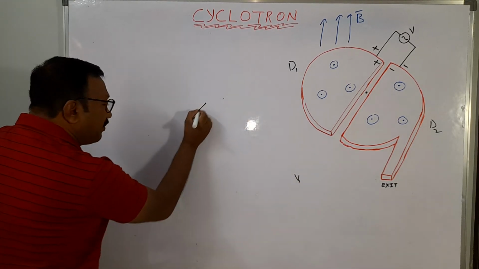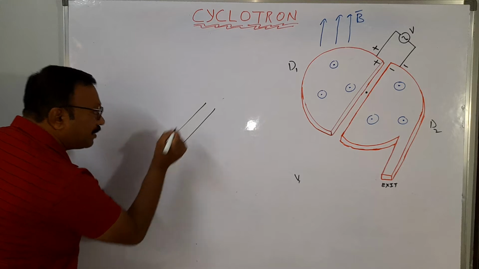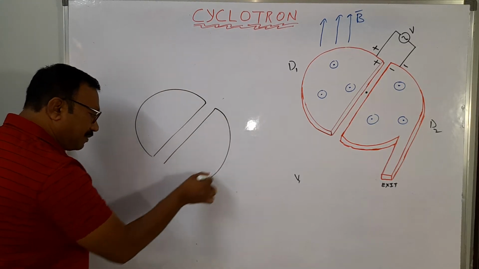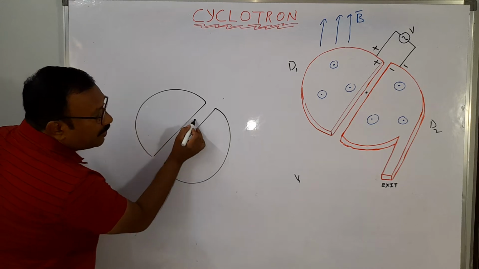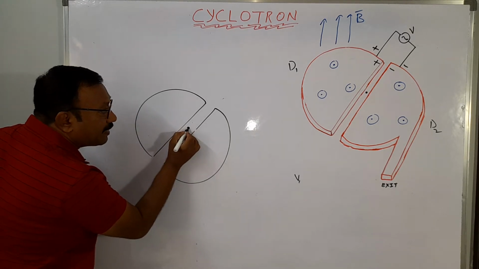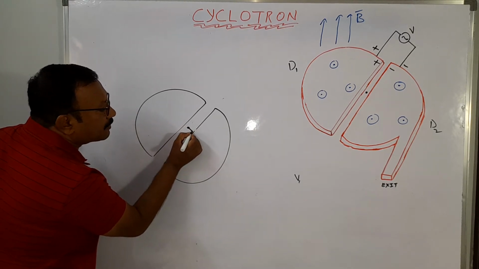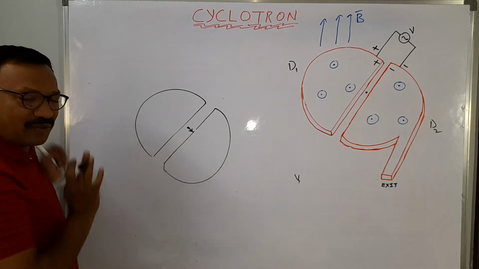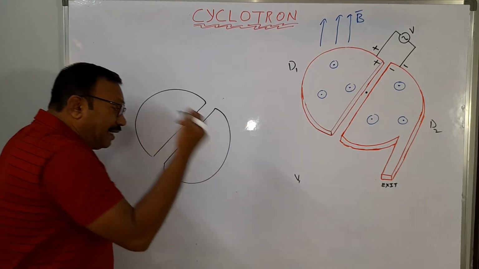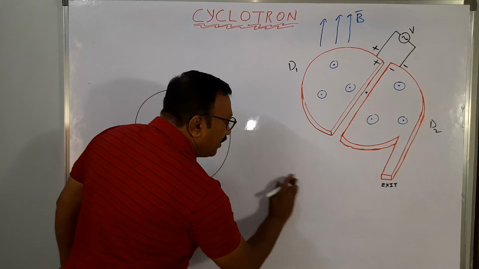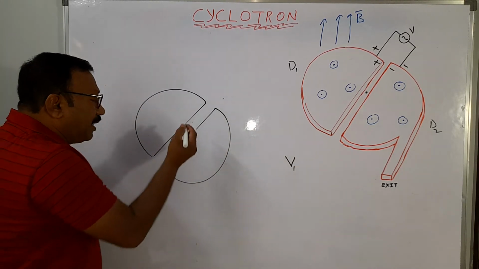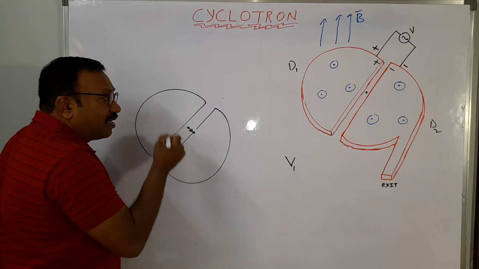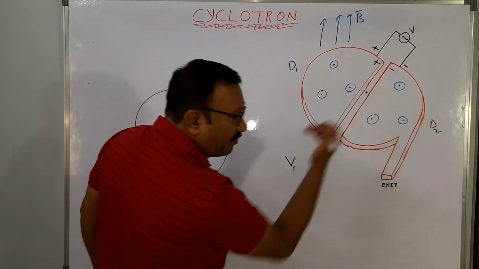When it moves between the plates, between the two D's, it is accelerated only in this space, and it acquires a velocity v1. And after acquiring the velocity v1, it is now entering into the magnetic field.